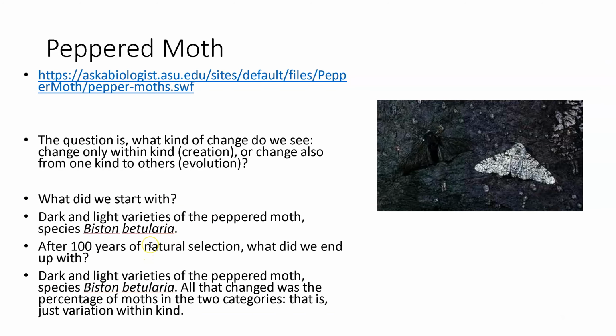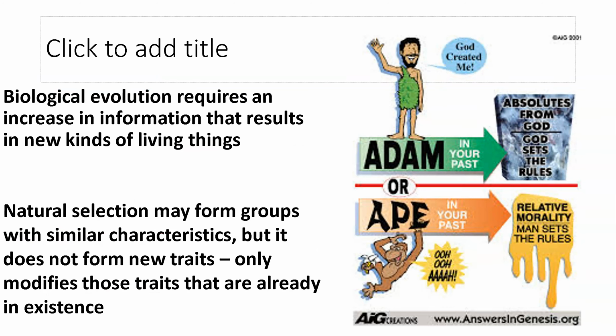Christians like to argue that this isn't one species changing to a different species. We're still within the peppered moth kind, right? The peppered moth is still a peppered moth, but even so, it is an example of natural selection. So this is from a Christian website, Answers in Genesis. Biological evolution requires an increase in information that results in new kinds of living things.